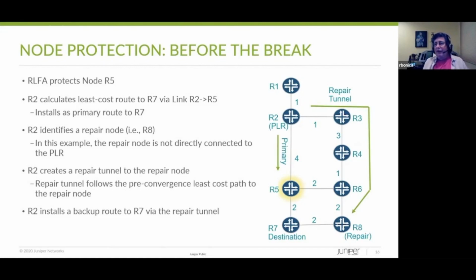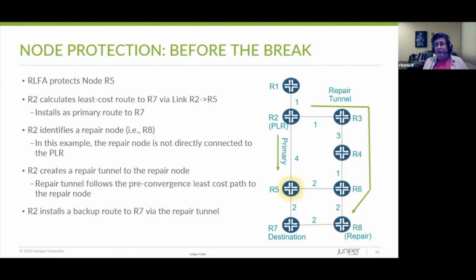When R2 detects link R2-R5 is down, it assumes that the reason for that outage is that R5 itself is down. And if R5 itself is down, all of the links connected to R5 are also down. So, in the case of node protection, R2 not only wants to avoid link R2-R5, but it needs to avoid R5-R6 and R5-R7, all of the nodes connected to R5. So what does it do?